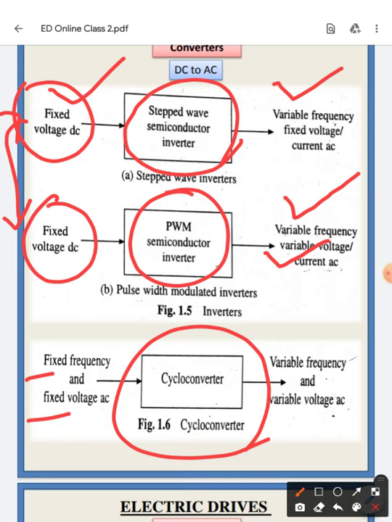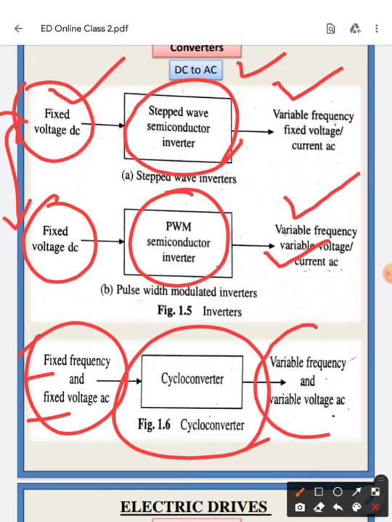So the cycloconverter is a device which does not come under these DC to AC drives. It is the next level of conversion. If the input is AC and we need variable AC at the output end with variable frequency, then we have to go for the cycloconverter, right?